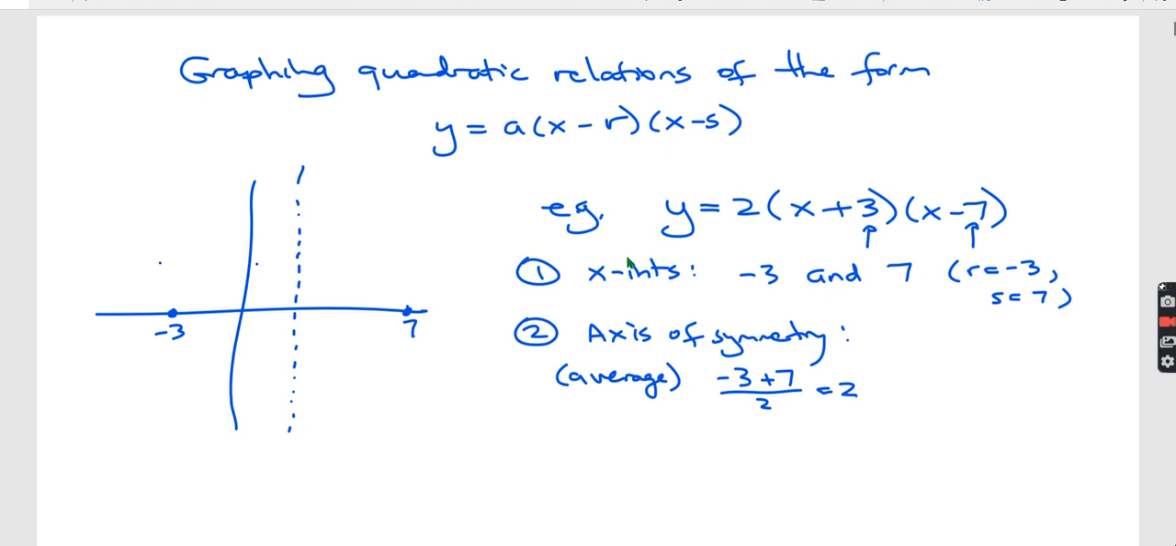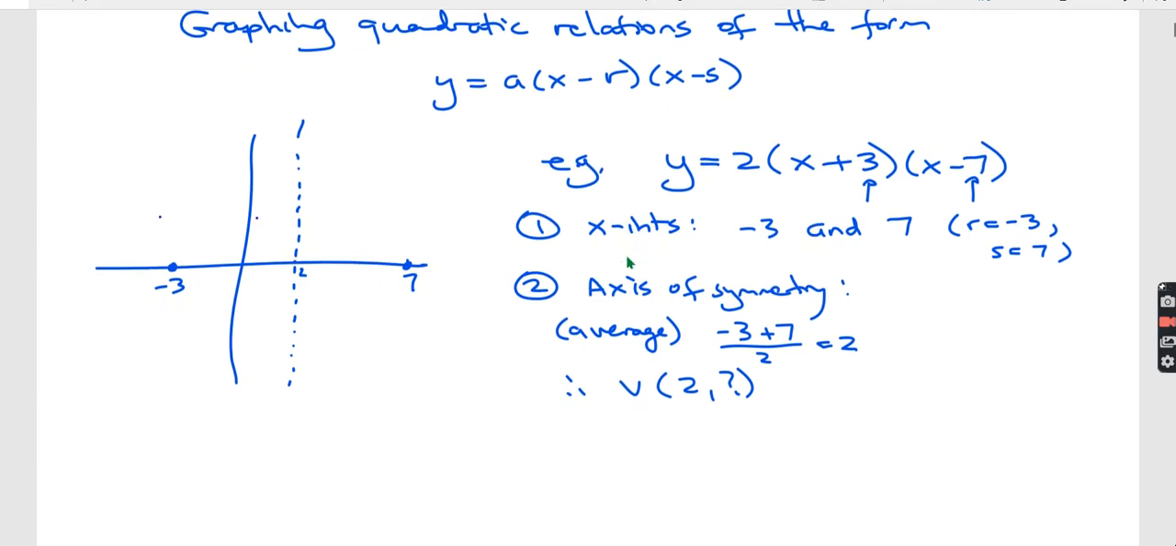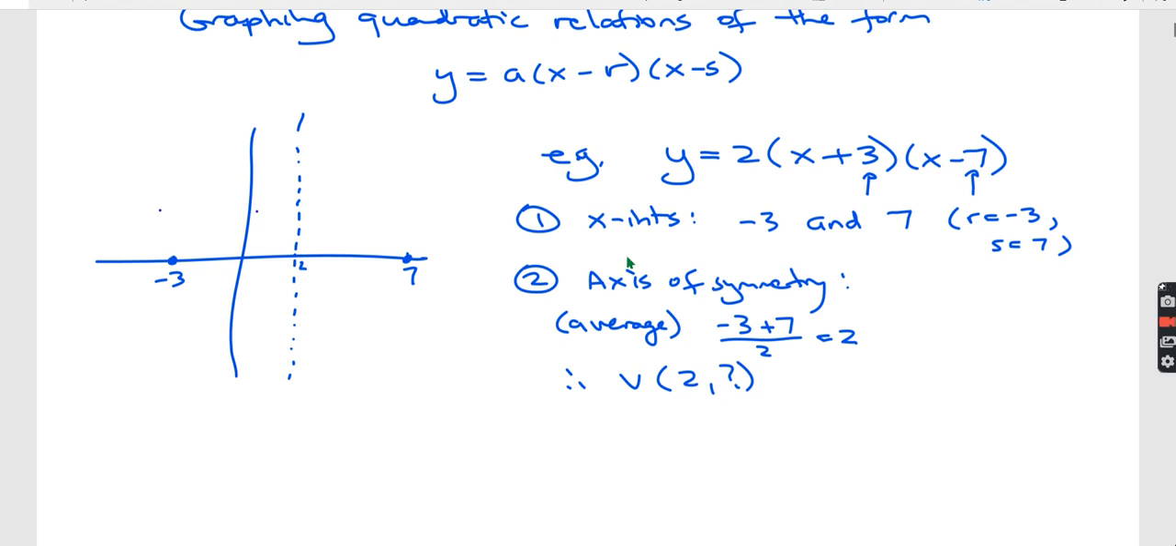So my axis of symmetry goes through here, goes through 2. That tells me that my vertex is going to be 2 something, because the vertex always sits right on the axis of symmetry. So if my vertex is 2 something, it might be 2 something up here, or it could be 2 something down below.